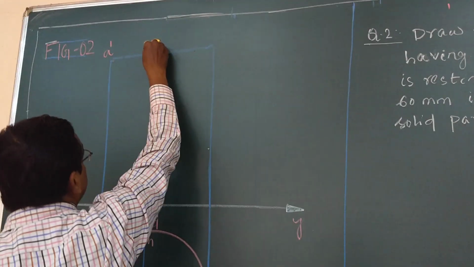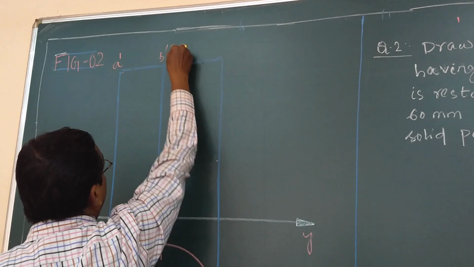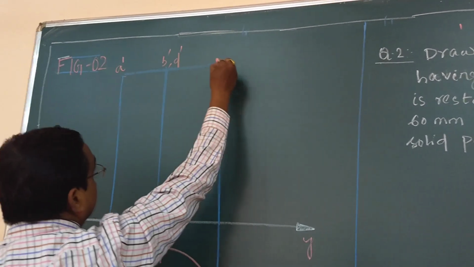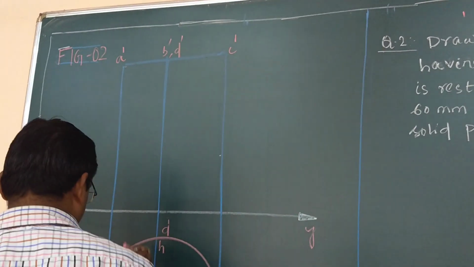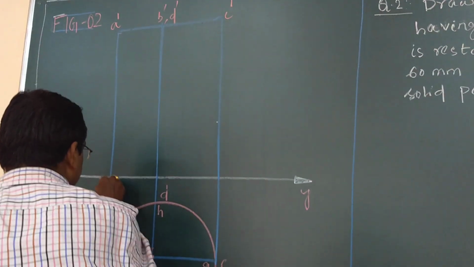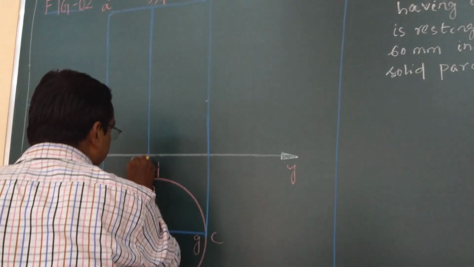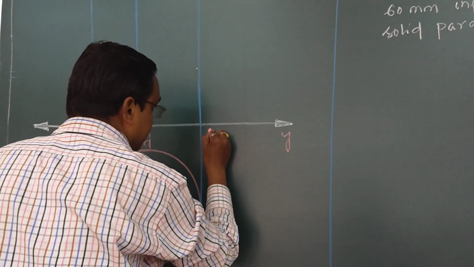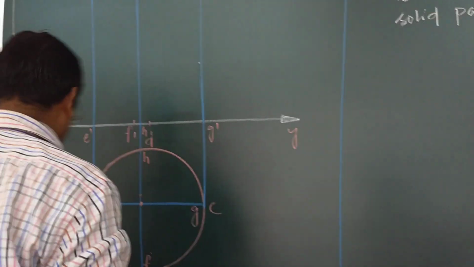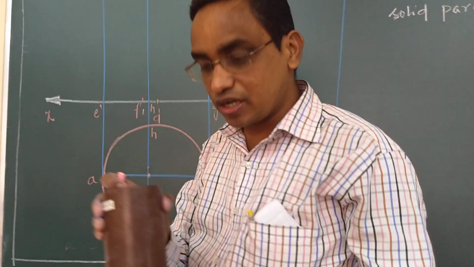B dash, comma D dash, and here C dash, E dash, F dash, comma H dash, here G dash, and the two center points become one center point.